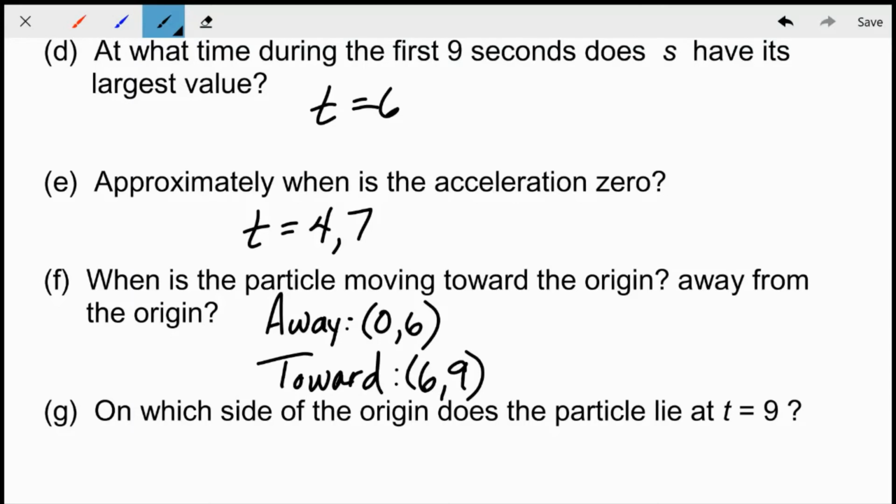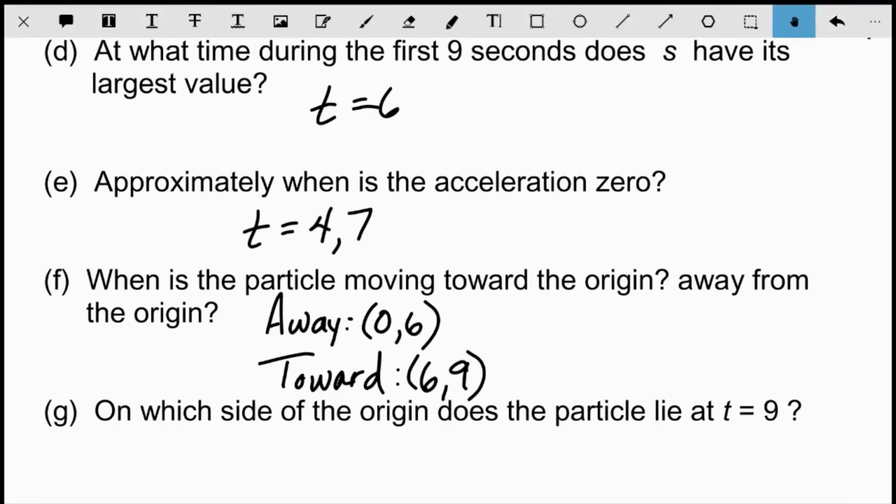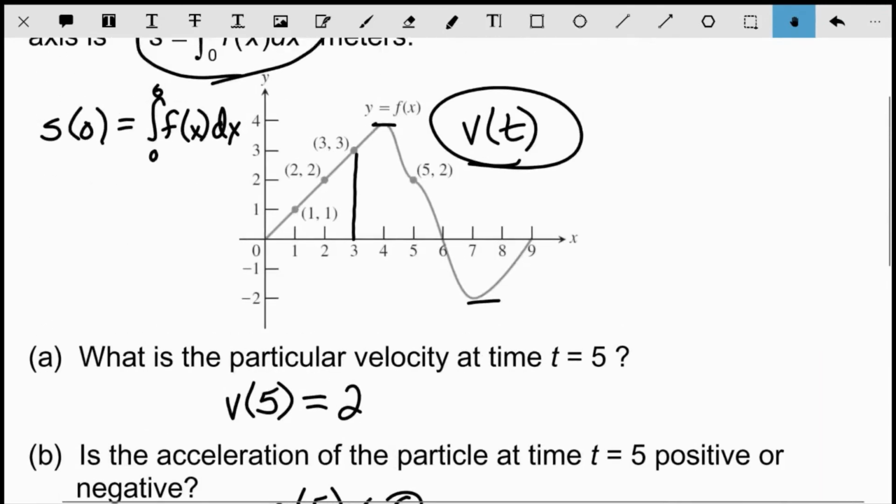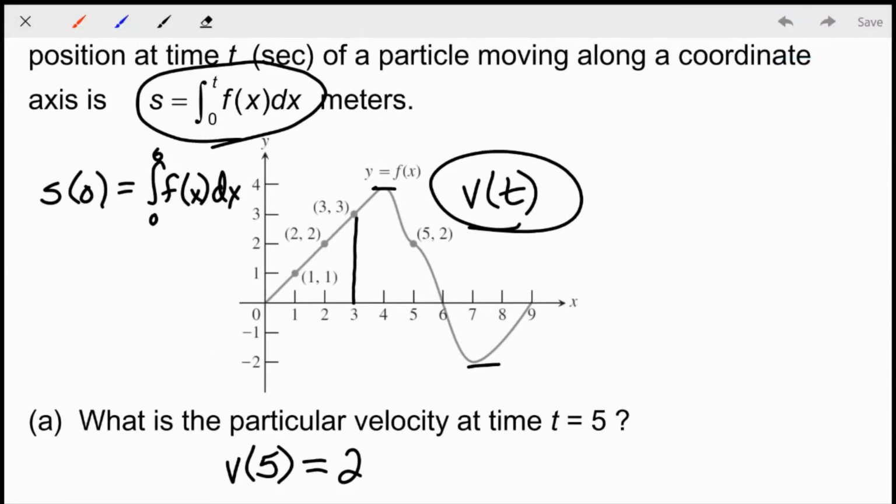All right, and then the last question, on which side of the origin does the particle lie at time equal to 9? Well, now we've got to understand how to interpret this graph in terms of the integral value. So look at the time interval from 0 to 6. We're looking at all of this area here. And then look at the time interval from 6 to 9. You can see we've got another area in the negative region here.